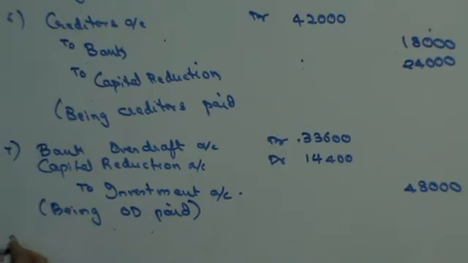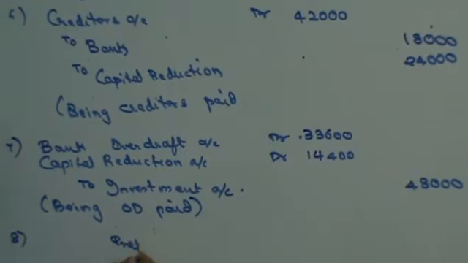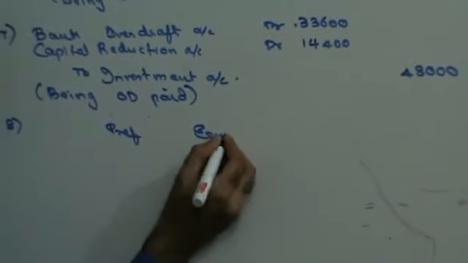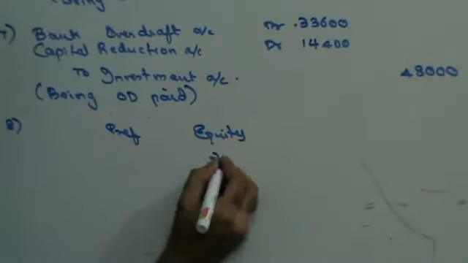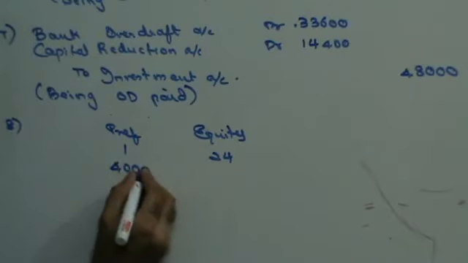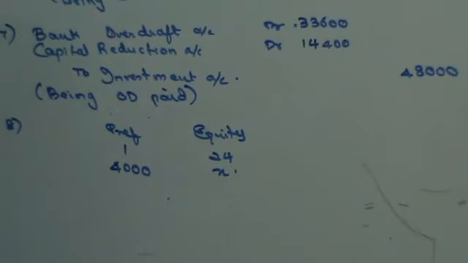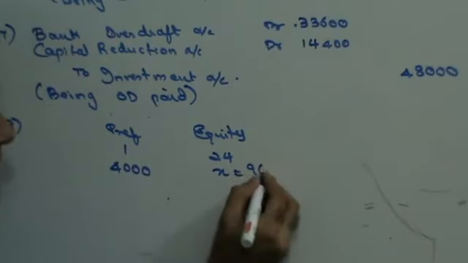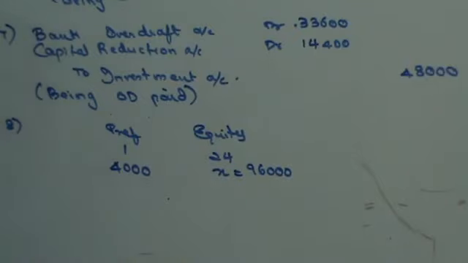Now let's see the working note for this. Preference equity. Accept 24 equity shares for each preference share. Now as per the balance sheet, there are 4,000 preference shares. So in that case, how many equity shares have to be issued? 96,000 equity shares have to be issued.